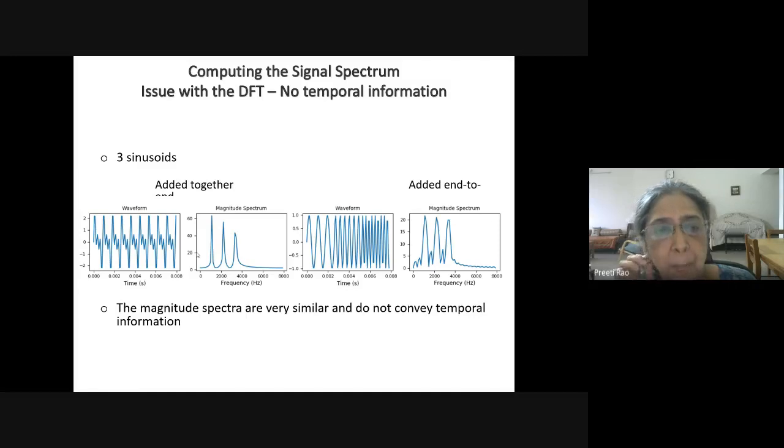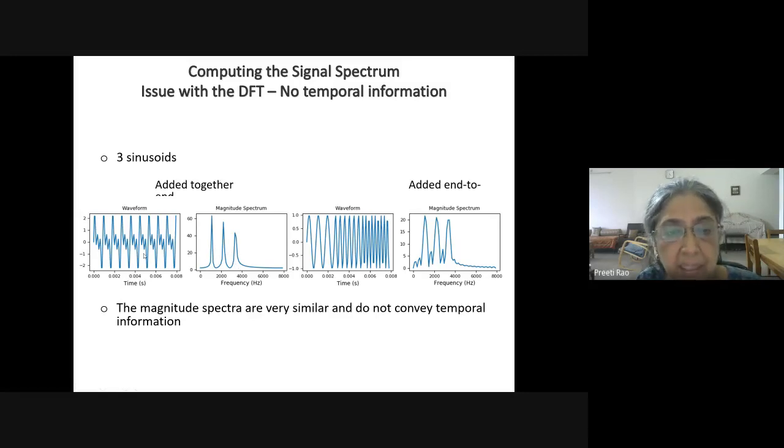We already saw some spectra, correct? So spectra is essentially the Fourier transform of a signal, and then if you take a magnitude, you get a magnitude spectrum. Now, if I just take the spectrum of a signal, like you can see over here, I have a waveform. I took a spectrum. I saw there are 3 peaks. So I can conclude there are 3 frequency components in the signal.